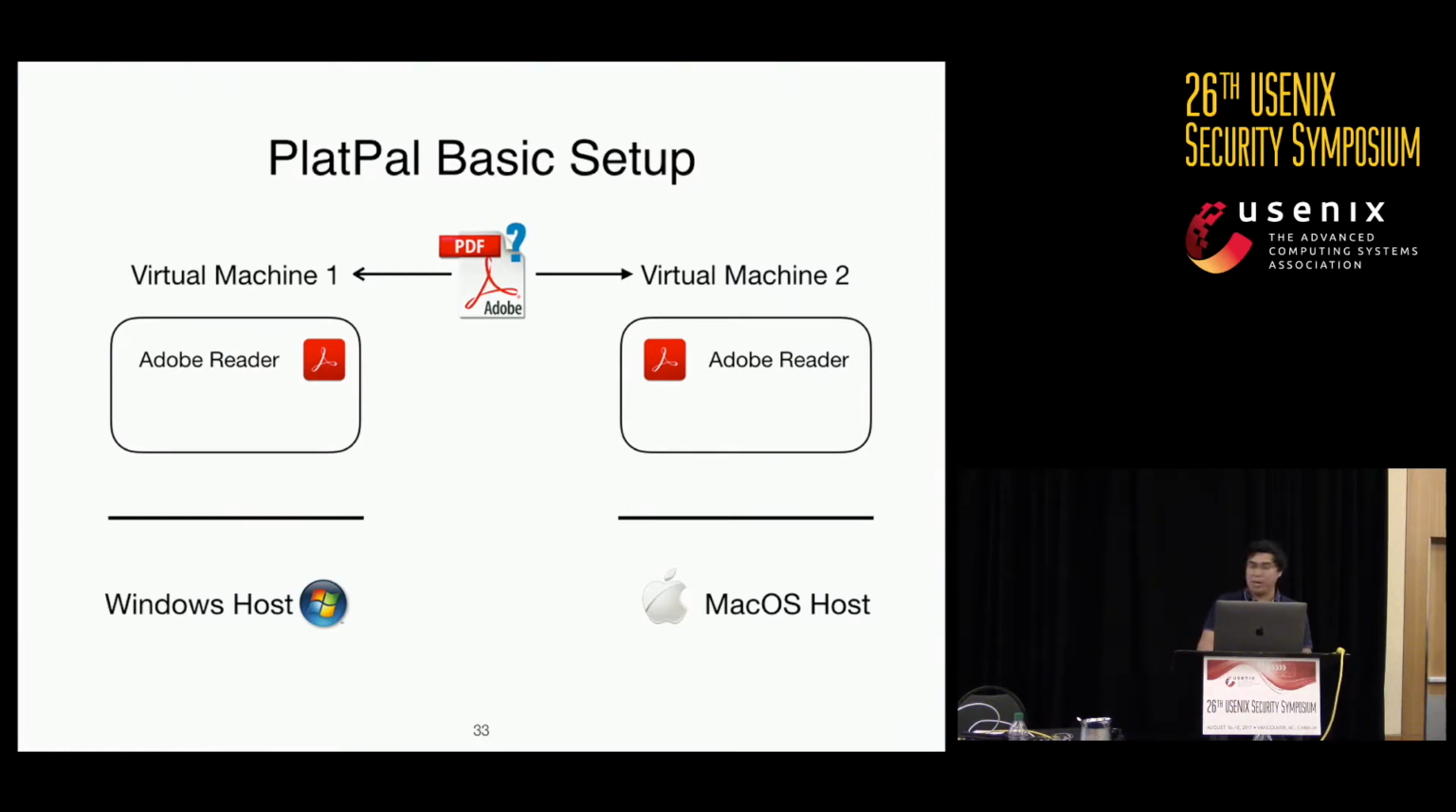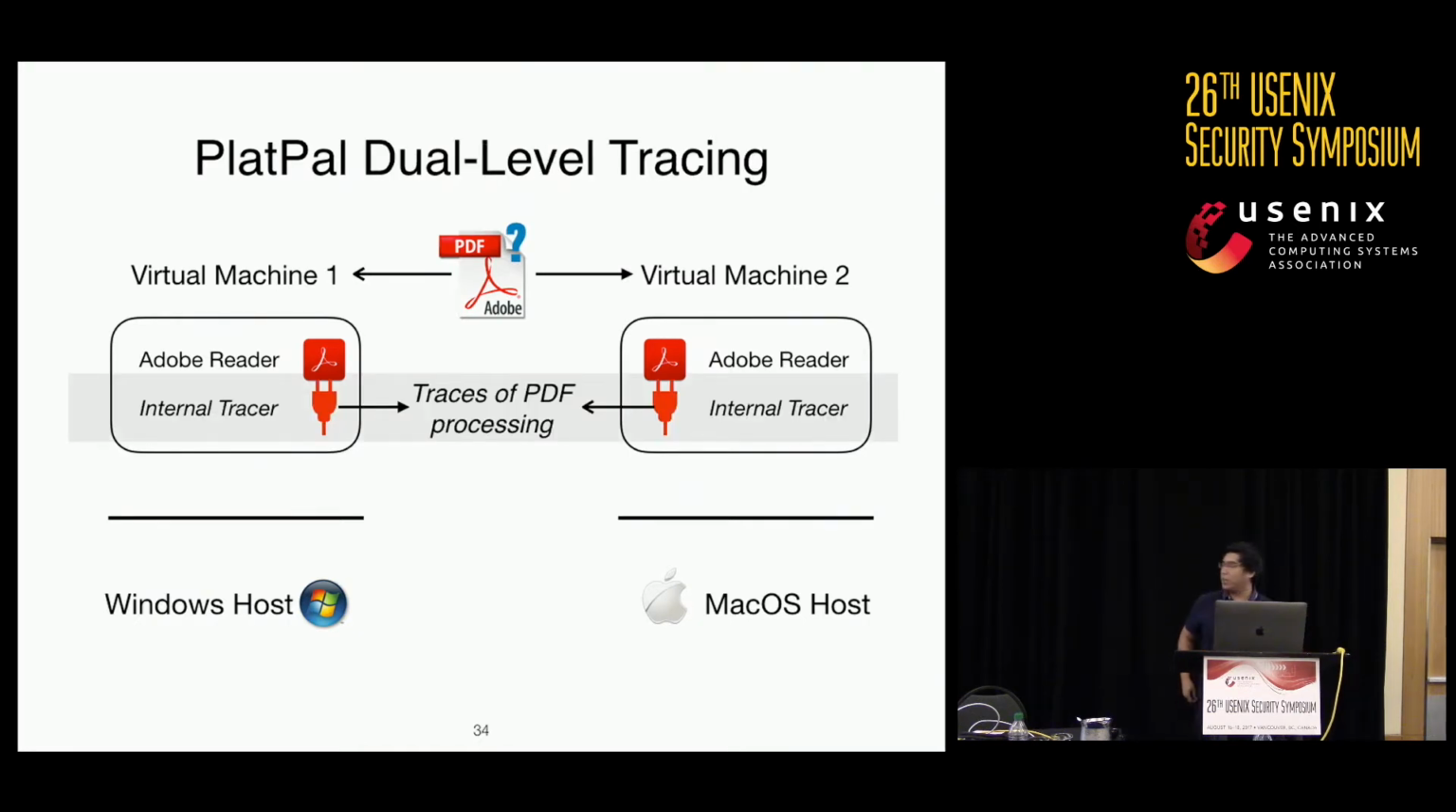A basic setup for PlatPal is that you have the PDF documents. You send them to different virtual machines. Each virtual machine has a different platform, like one with Windows, the other with Mac OS. You open the same PDF file with a PDF reader, and then you try to capture the execution. There are 2 places we can capture the traces. The first is an internal tracer, which is a plugin that resides inside Adobe Reader. When Adobe Reader opens and processes the file, it captures the critical functions during the PDF processing, for example, which elements are rendered and which scripts are executed.